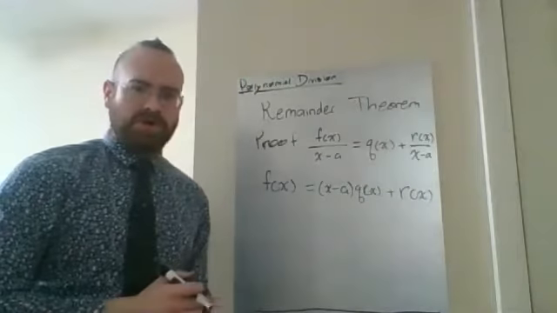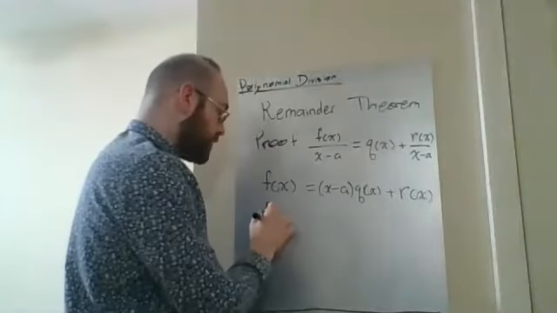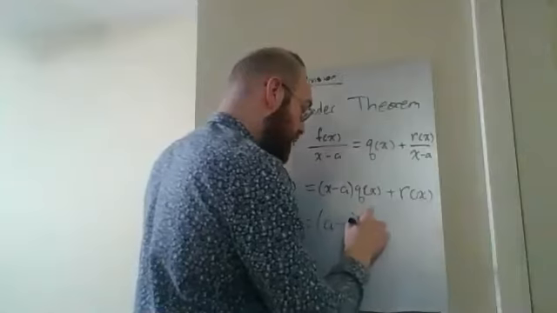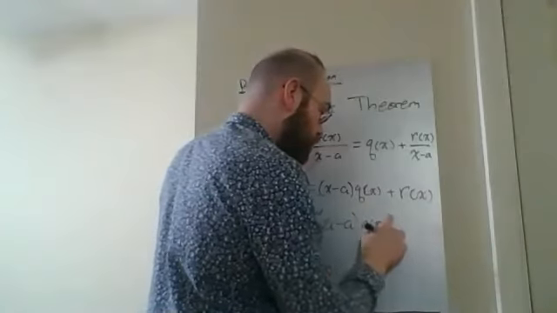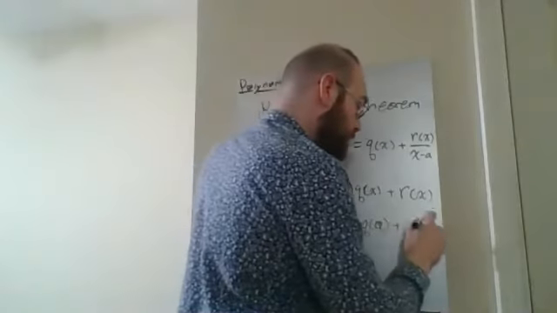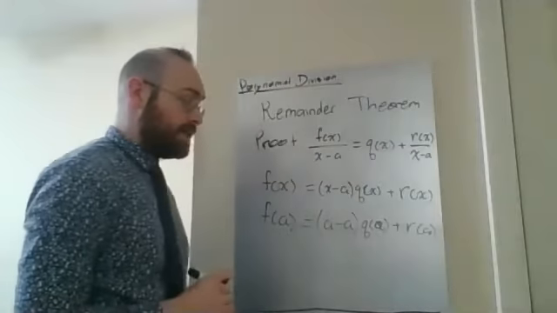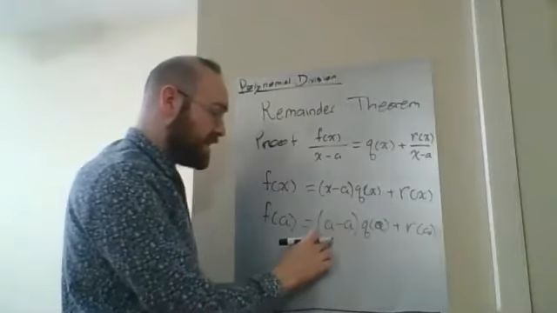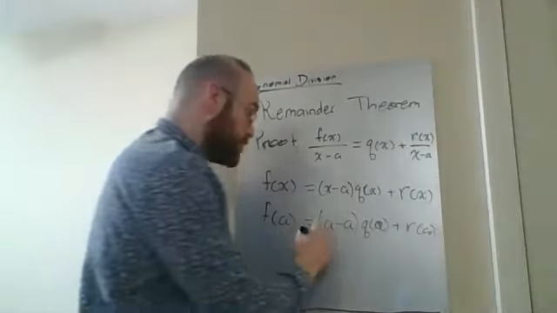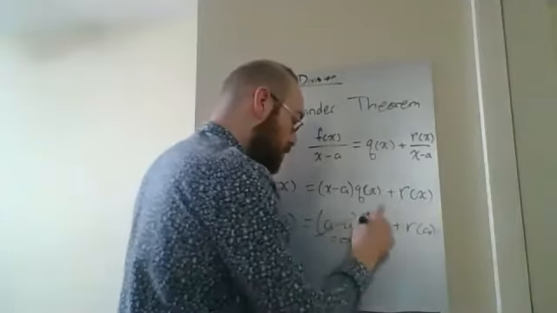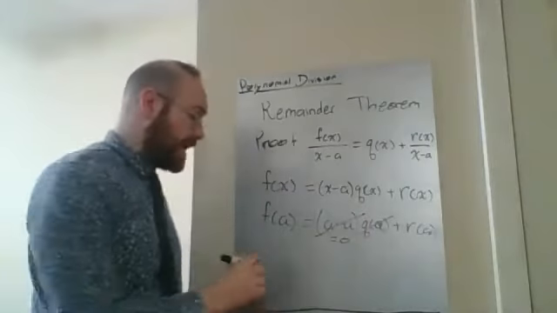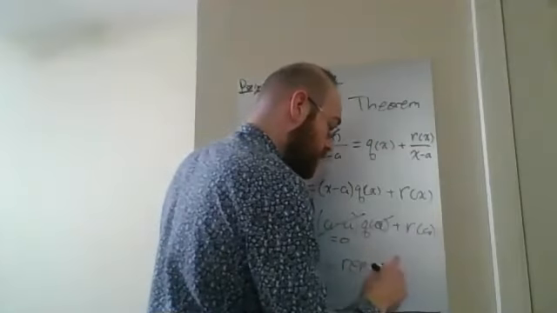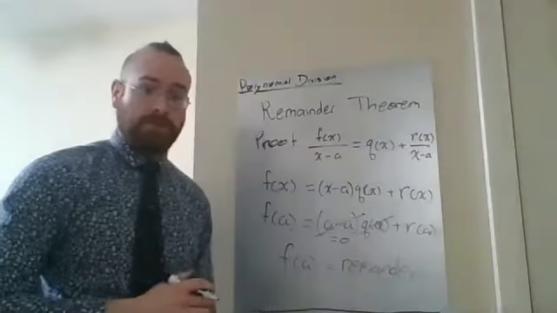And here's where the clever part comes in. If we plug in a for x, we have a minus a times the quotient evaluated at a plus the remainder evaluated at a. And then we see that a minus a is just 0. So this whole term, including the q, goes away, and f of a is then equal to our remainder.